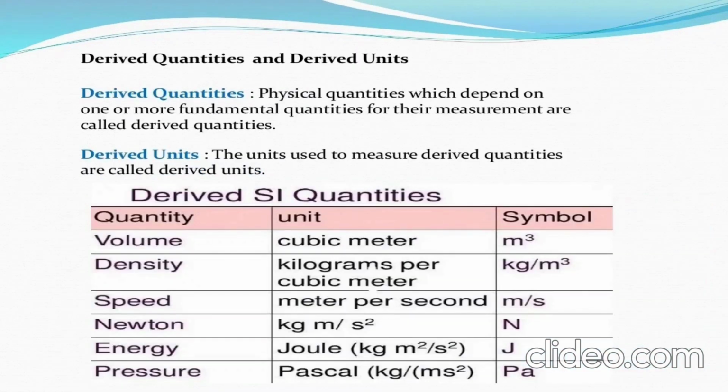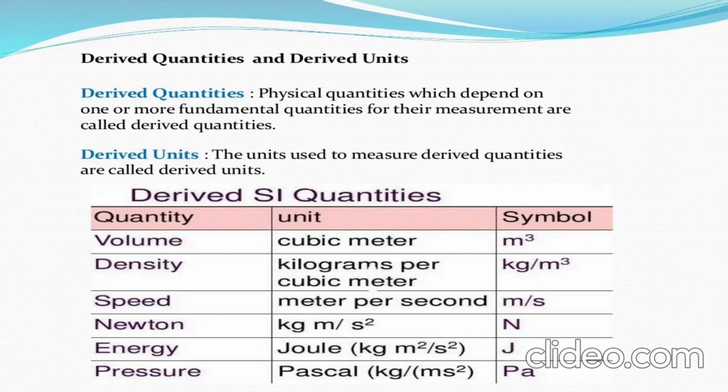Derived quantities and derived units. Derived quantities are the physical quantities which depend on one or more fundamental quantities for their measurements. Derived units: the units used to measure derived quantities are called derived units. Here in the table we can see different kinds of derived quantities and their units and their symbols.